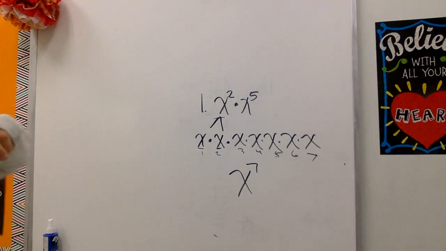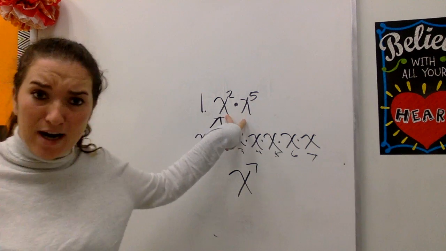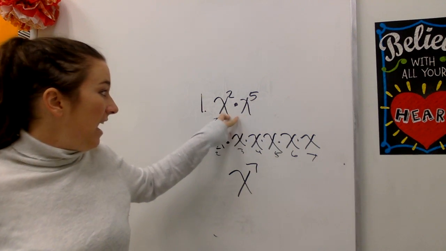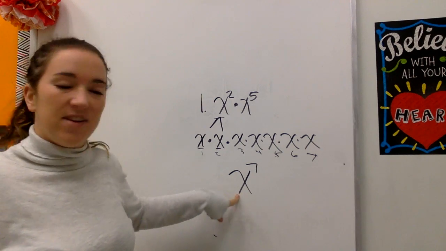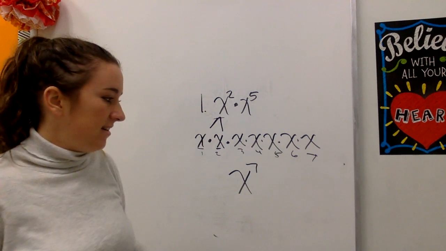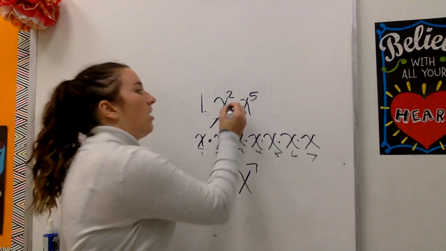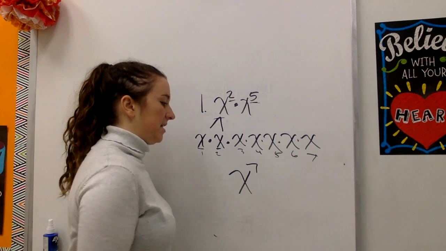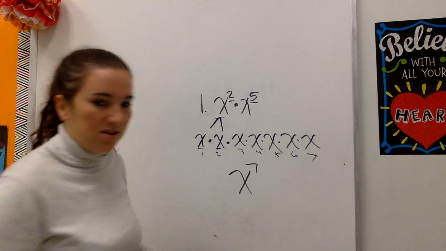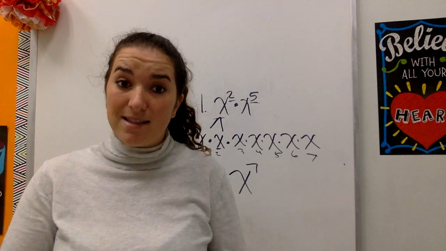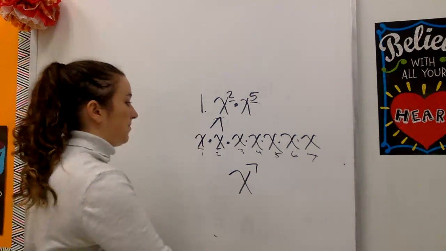All right, now I'm going to look at this. So I started out with x squared times x to the fifth, and then I ended up with x to the 7th. How did I get that? Right, you can also just add your exponents, because 2 plus 5 gets you to 7. So if you have the same base and you're multiplying, add your exponents.